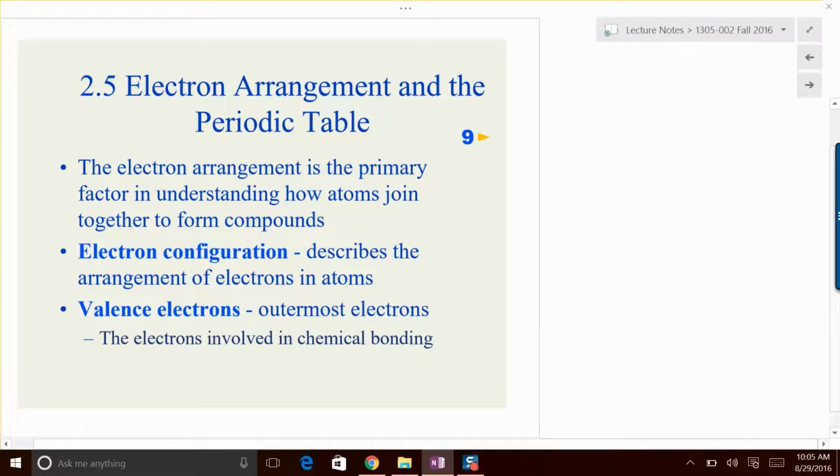Okay. So let's talk a little bit about electron configuration. And we've already got a really good start on how to write electron configurations. Electron configurations describe the arrangement of electrons in an atom. Valence electrons are those outermost electrons. We already know that. So you guys are well on your way to writing these.